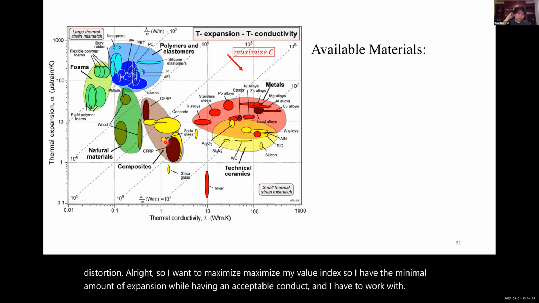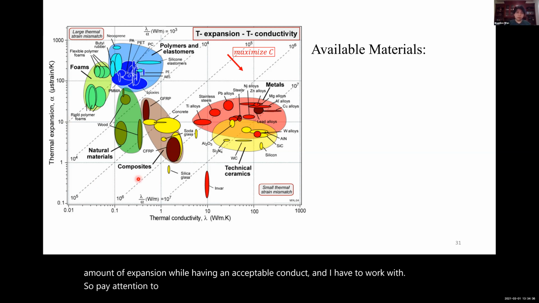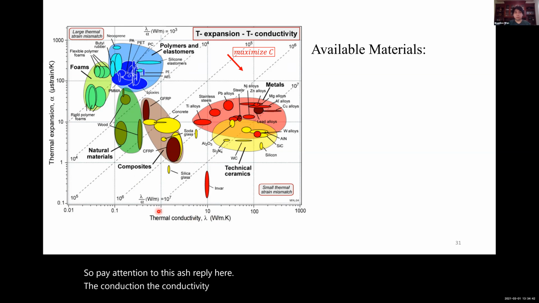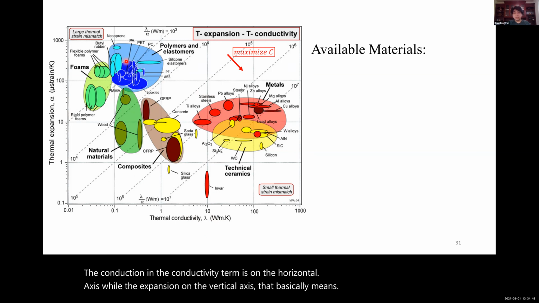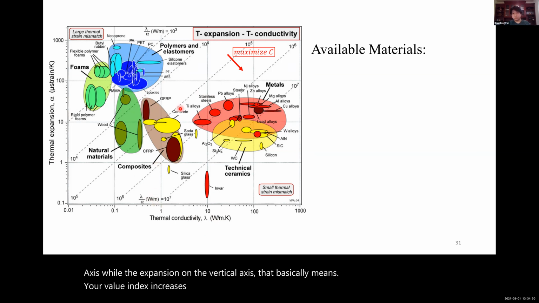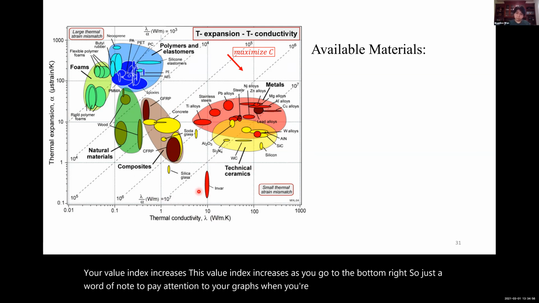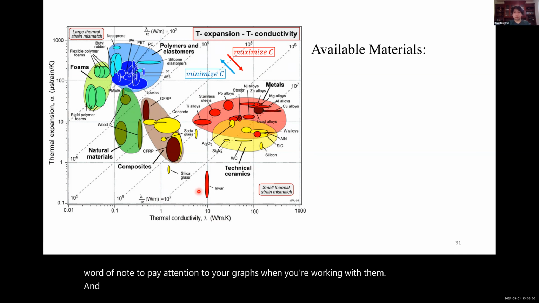So pay attention to this Ashby plot here. The conductivity term is on the horizontal axis, while the expansion is on the vertical axis. That basically means this value index increases as you go to the bottom right. So it's just a word of note to pay attention to your graphs when you're working with them. And to minimize the conduction value, you'll go to the upper left. But we value distortion right now.